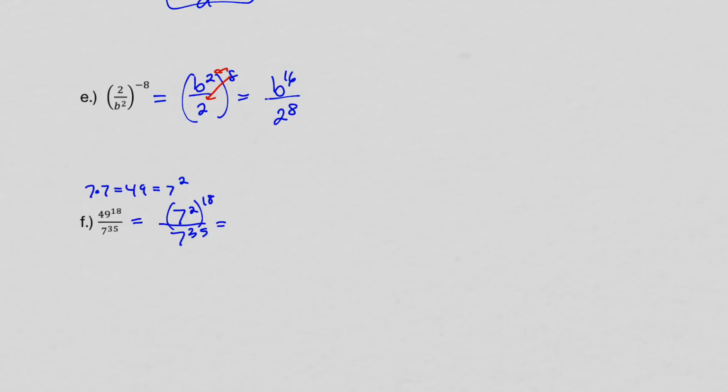And so if we apply our powers, our rules, we can do 2 times 18, which is 36. And now we have the same base 7. So we can go ahead and now say, hey, we have the same base. Why can't we just write this with only one base, 7, and then subtract the exponents? It's just division, or the quotient of those two. So 36 minus 35 is basically 1, or just plain old 7.